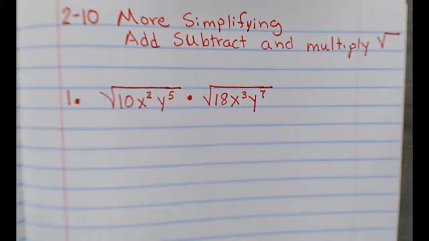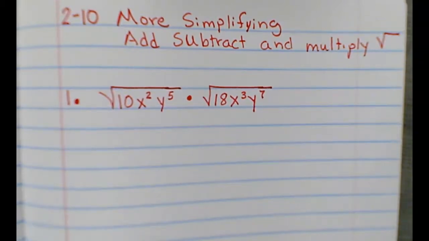So we have two radicals multiplied together. We have two choices in simplifying that. We can simplify and then multiply, or multiply and then simplify. If I simplify first, the numbers are smaller.